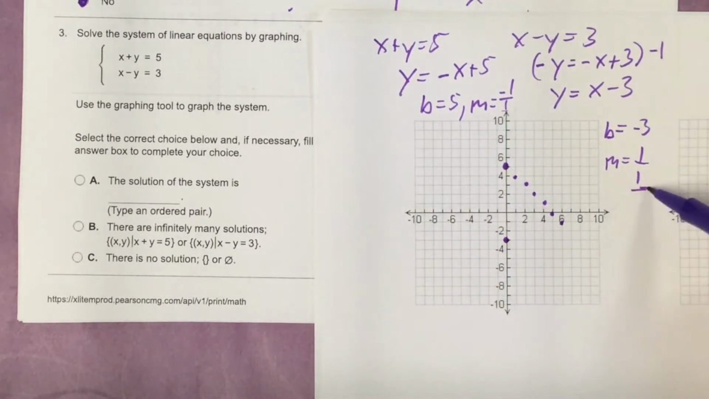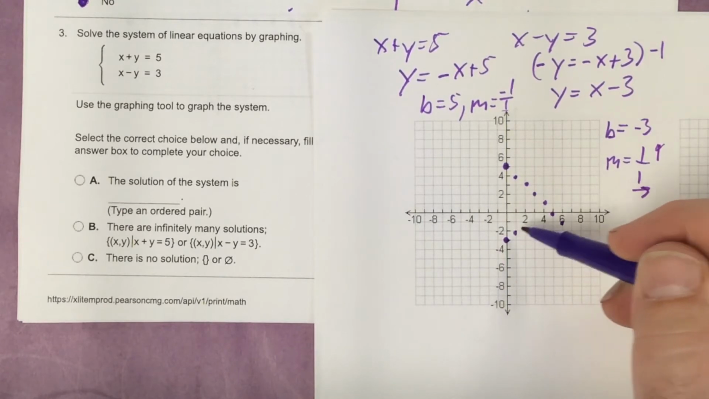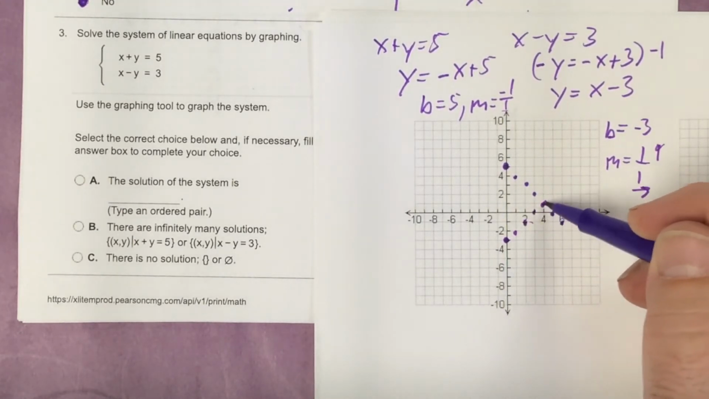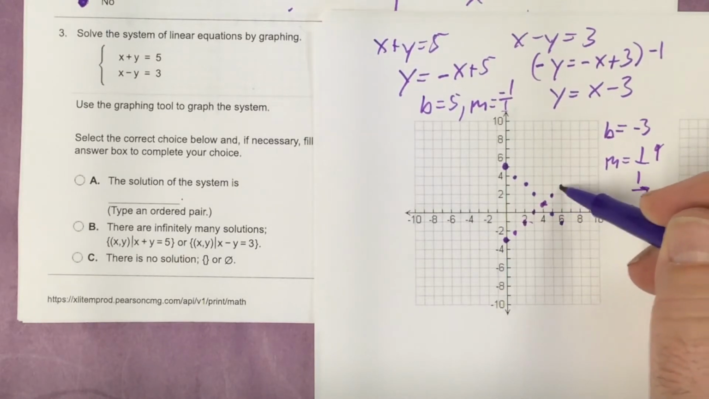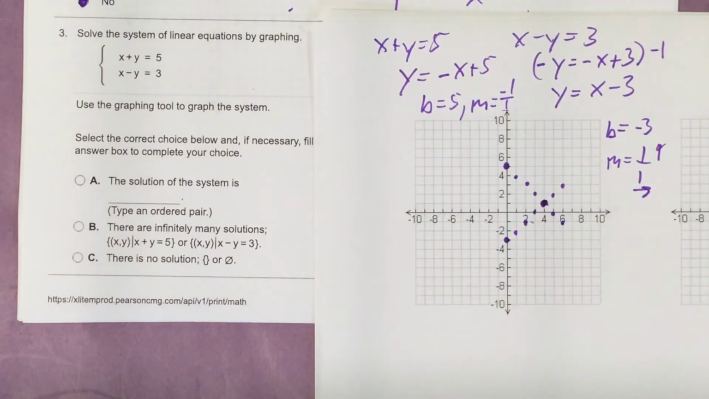But the slope is to the right one, and up one. To the right one, up one. And you notice it seems like a point these two lines happen to share is right there.